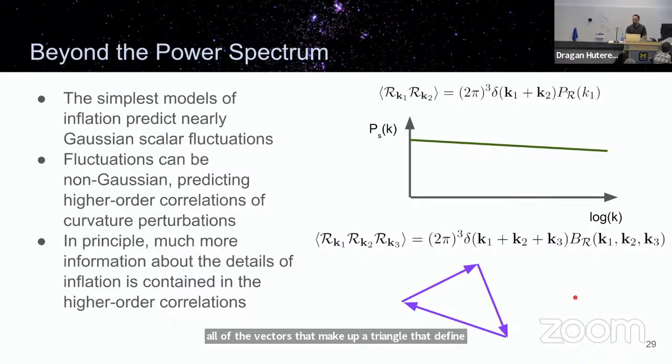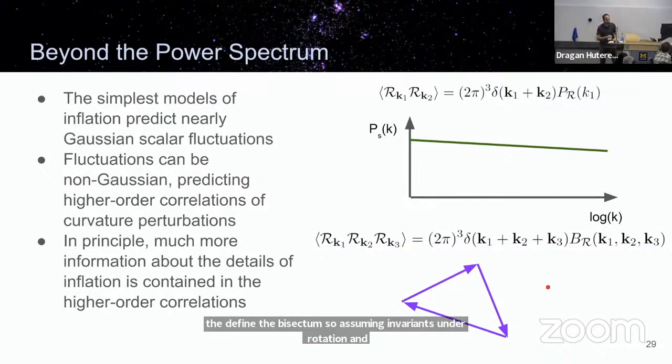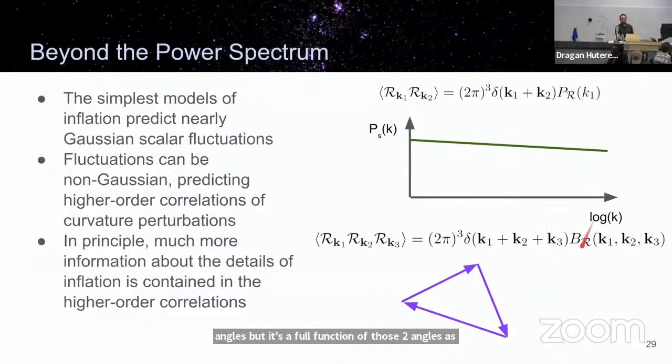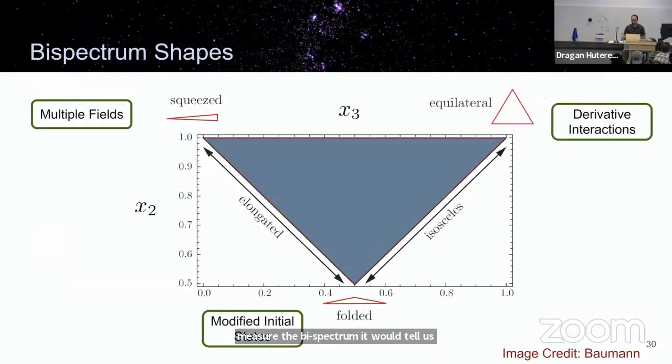So assuming invariance under rotation and scaling and all that kind of stuff, this is a function of two angles, but it's a full function of those two angles, as opposed to just two numbers in the power spectrum. And so there's a huge amount of information. If we could measure the bispectrum, it would tell us a huge wealth of information above and beyond what we can get from the power spectrum.